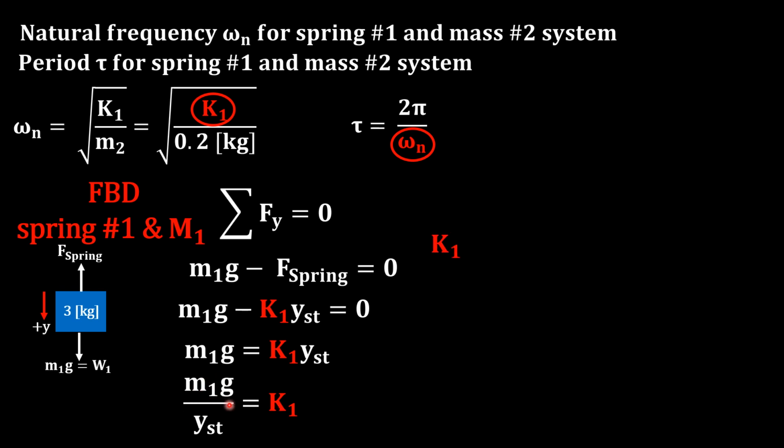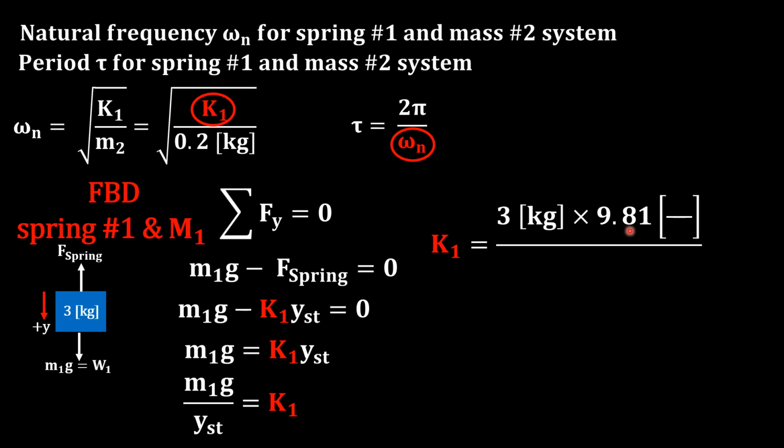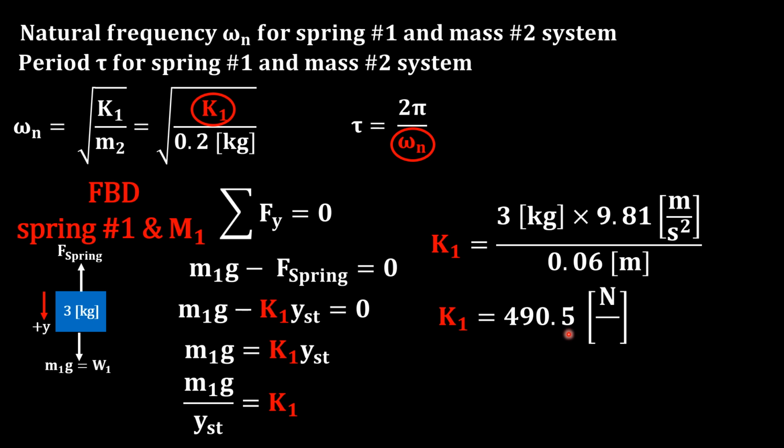Now we can plug in the values that we have for mass 1, which is 3 kilogram, and the gravity, which is 9.81 meter per second squared, and the y stretch, we are told that the amount is 0.06 meter. Plug this into your calculator, and you will get K1 equal to 490.5 Newton per meter. So that's how stiff the spring is. So now we can plug the K value in here.